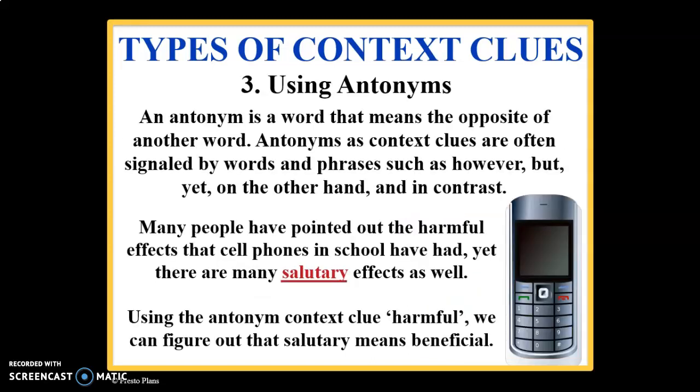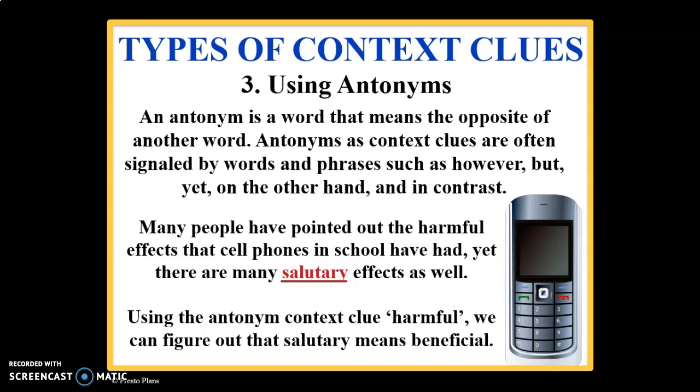The next one we're going to look at is using antonyms, and this can be used in the same way as the synonyms, except you set it up to show the opposite. So an antonym, as you know, is a word that means the opposite of another word.